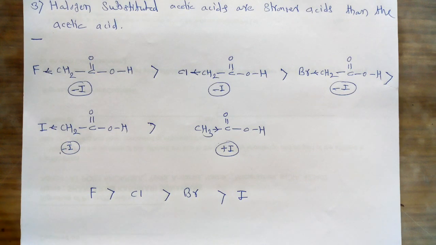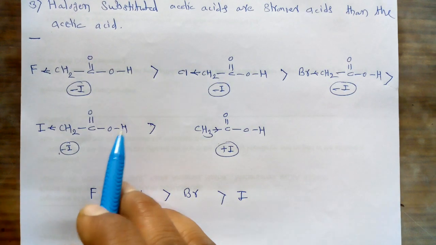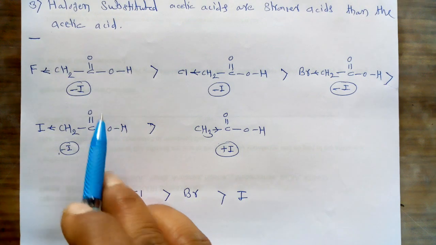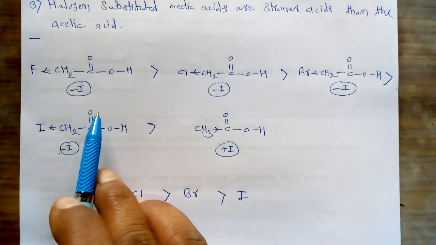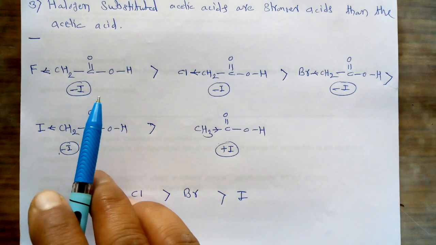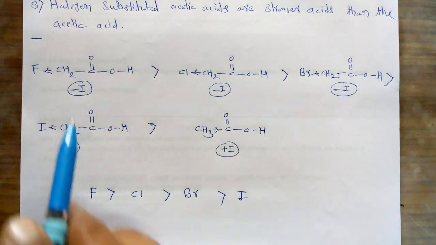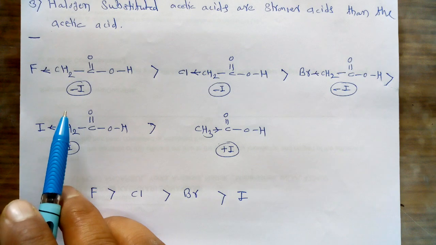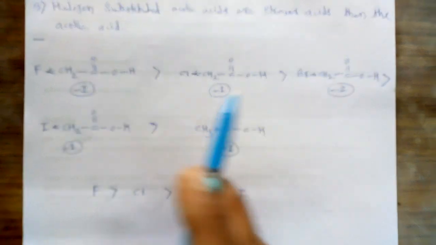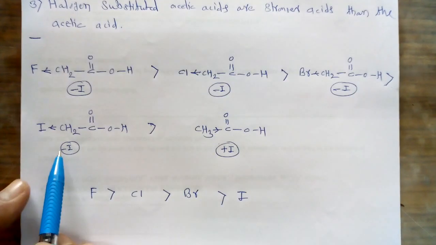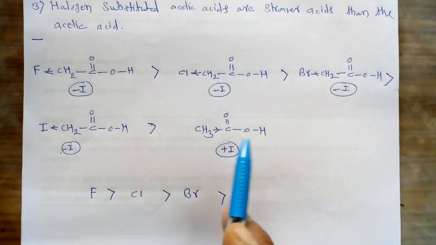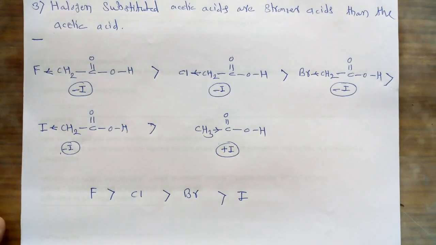If we take more and more halogen atoms in our compound, the strength of the minus I inductive effect increases, and due to that the strength of the acids goes on increasing. So among all these acids, fluoroacetic acid is the strongest acid as compared to chloroacetic acid, bromoacetic acid, iodoacetic acid, and simple acetic acid. So this is example number 3.